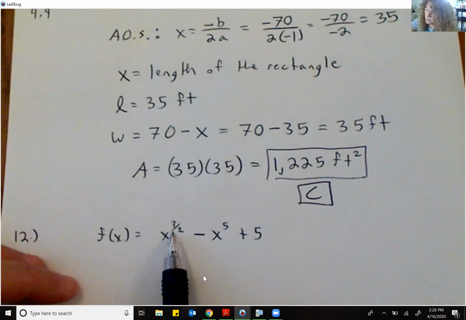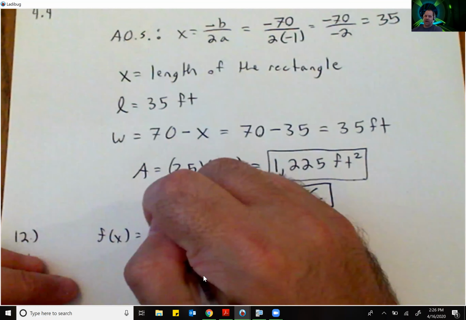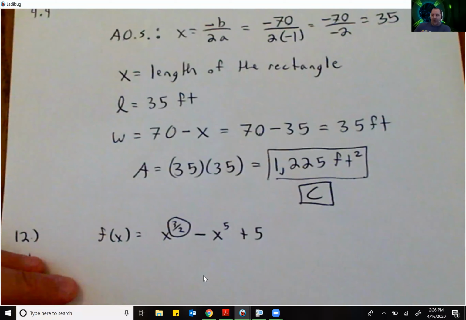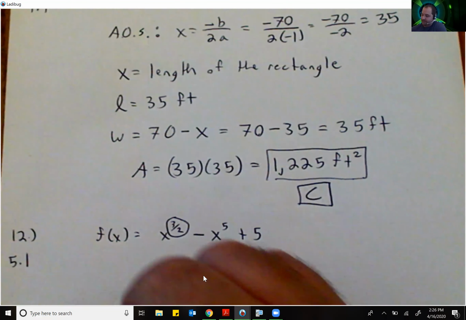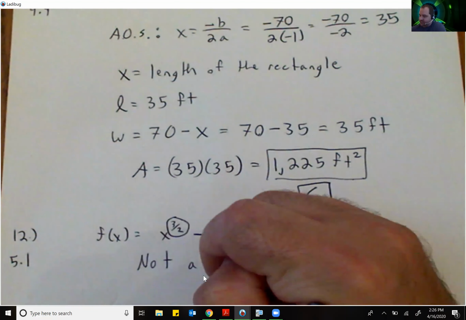Yes. No. Oh, wait. This is not an integer. Right. Okay. That's a rational number. So that is not an integer. So is this a function? Nope. No, not a function.